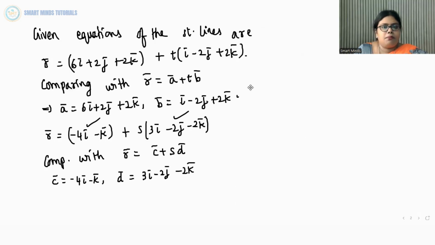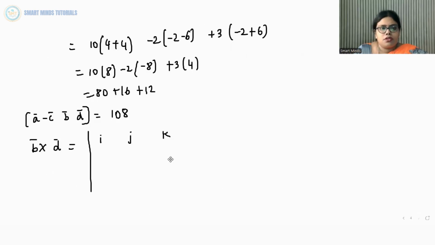See here, this is B bar and this is D bar. From these two you take the coefficients: 1, minus 2, 2 and 3, minus 2, minus 2. Now you see how I'm finding the cross product. Same like a determinant only: I will be positive, J will be negative, K will be positive.